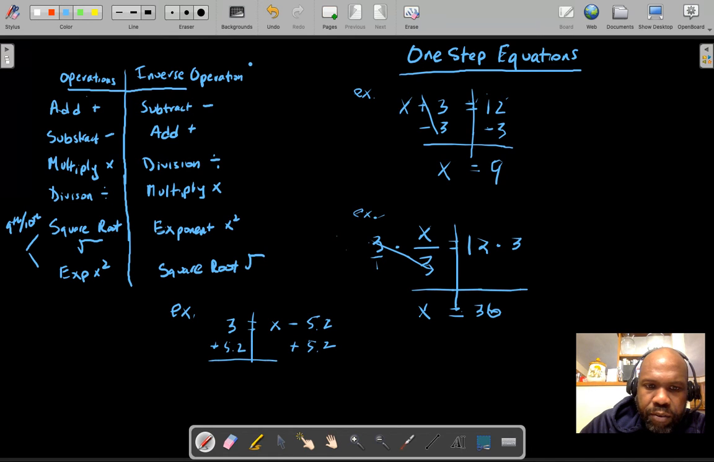And then that would be 8.2 equals x. And this cancels. And I'd be done. Perfect. And that's how it would work. Okay. I think we get the idea here.